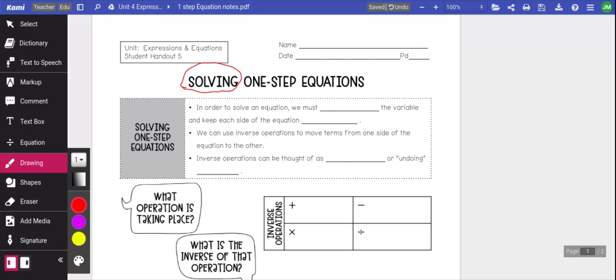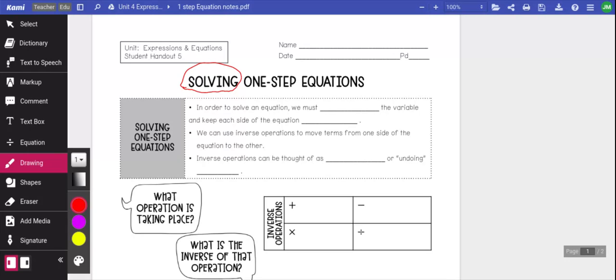The nice thing is that if you solve a one-step equation, you can then take your solution or the answer, plug it back in, and check to make sure that you are correct. Whereas with expressions, there really was no way to check and make sure that you had done the work right. Okay, so the good news is I should never have to correct and tell you you're wrong because you should be able to do that yourself.